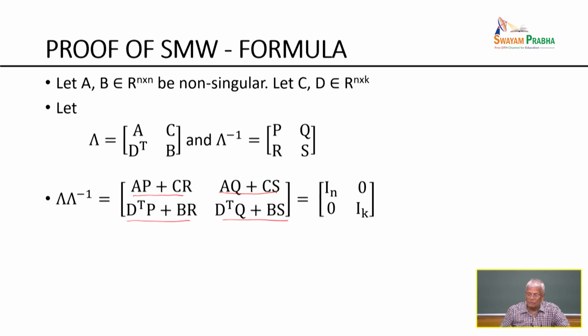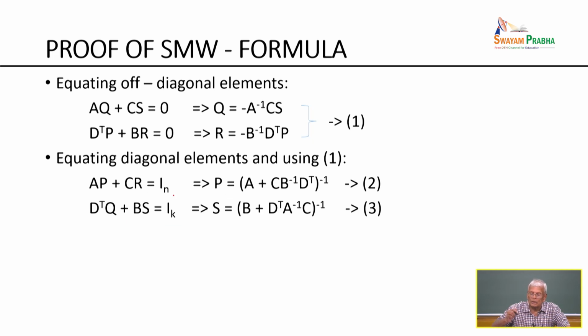Now let's go back now. So AP plus CR must be equal to identity, and that gives you Q must be this, R must be this. So equating the diagonal elements and using these properties, I can now see AP plus CR is IN. So what is that now I can do? This implies P is equal to A plus CB inverse D transpose inverse. Likewise, this is IK. Again, I want to be able to recognize I am computing S, I am computing P. I am using all these relations and using this to get this.